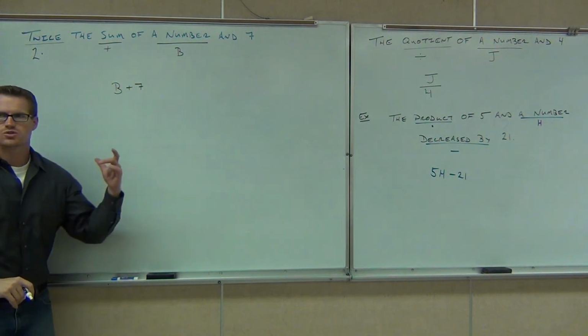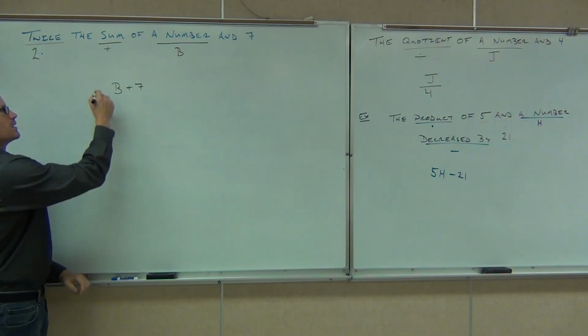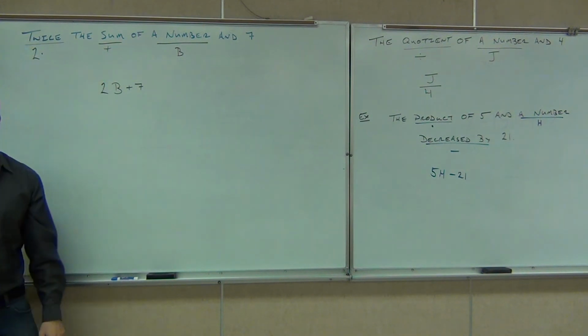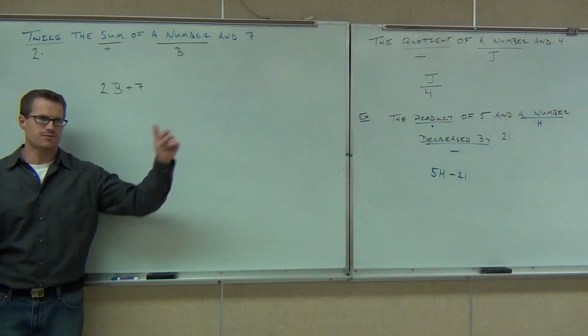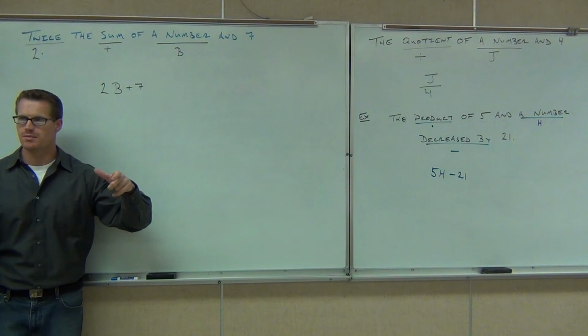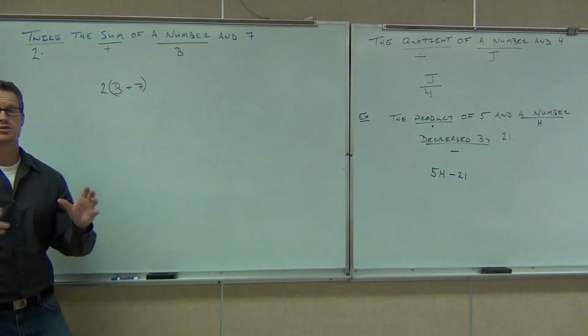See, I don't want just twice. Look at the board. I want you to see the difference. If I did that, is that right? 2b. This says twice b, 2 plus 7 b. This doesn't say twice the sum of b and 7. Twice the sum would be that. That's where those parentheses are coming from.